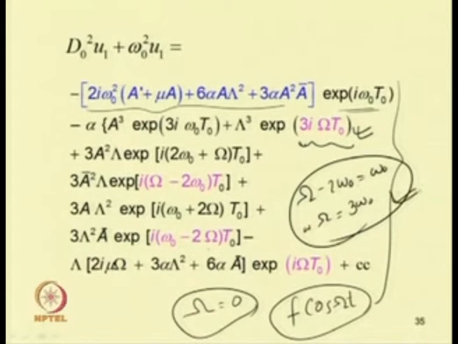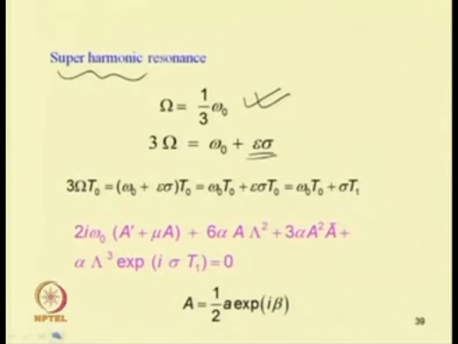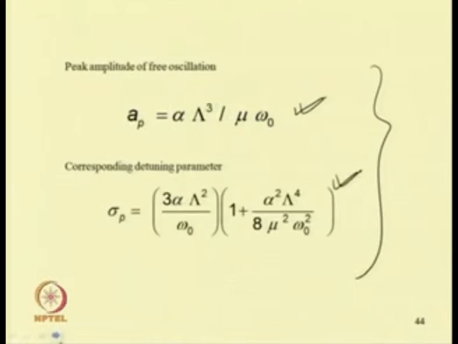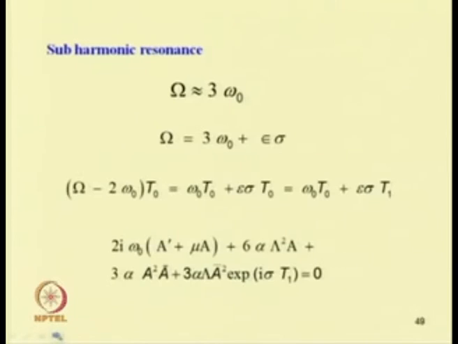Now let us see the case when this external excitation frequency omega is near 3 times omega 0 of the system. If it is 3 times, then it is known as the subharmonic resonance condition. In the subharmonic resonance condition, we have taken omega nearly equal to 3 times omega 0, or this external frequency omega equal to 3 omega 0 plus epsilon sigma. Here, in the forcing term, we have omega minus 2 omega 0 t 0.